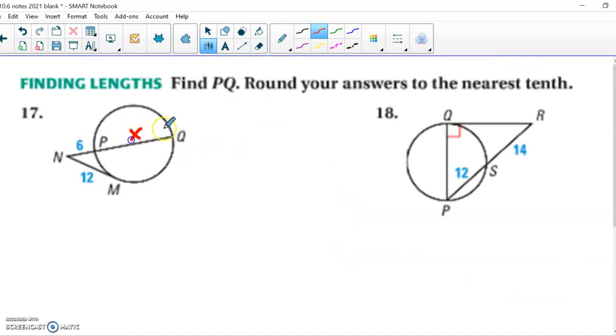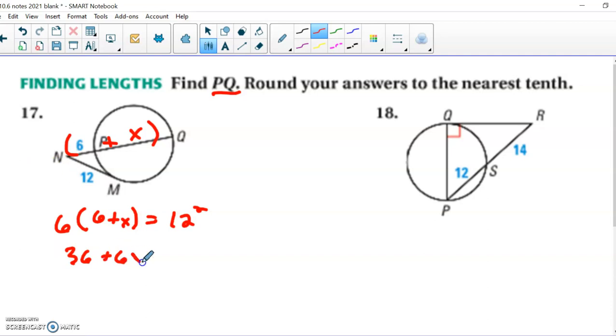Okay, so let's practice a couple. All right, so I'm just going to call this x. They're looking for the length of PQ. So it's outside, which is 6, times the whole thing, which is 6 plus x, equals tangent squared this time. Distribute my 6. Equals 144. Let's subtract 36 from each side. So I get 6x equals 108. Divide each side by 6. And I get x equals 18.